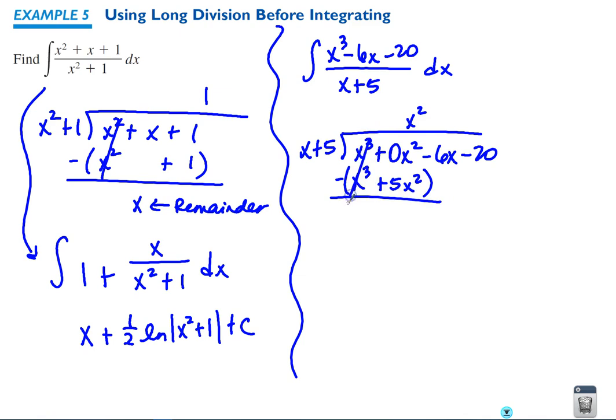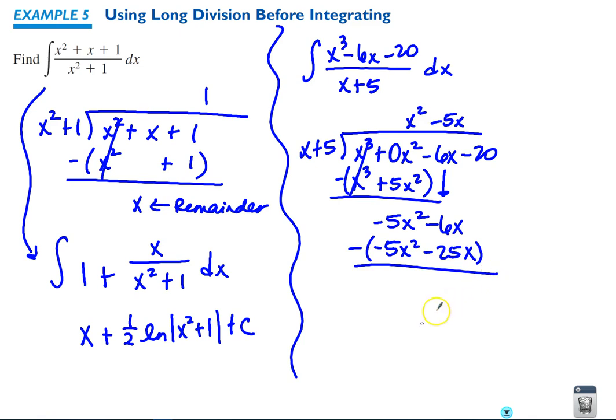Subtract. Those two things cancel out. 0x squared minus 5x squared becomes minus 5x squared, and I bring down minus 6x. Then x into negative 5x squared goes in minus 5x times, so negative 5x times x is negative 5x squared. Negative 5x times 5 is minus 25x. I subtract those. These two cancel out.